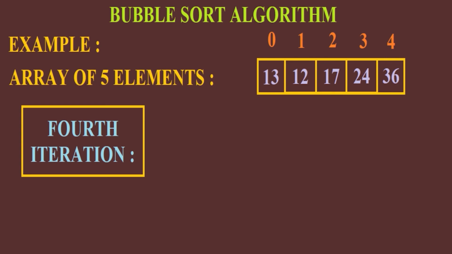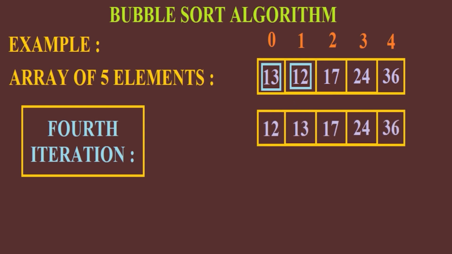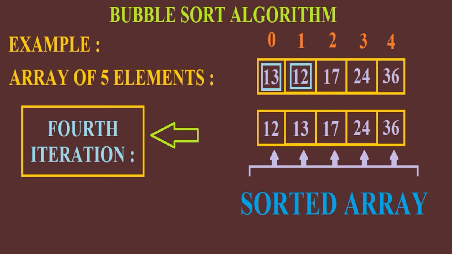In the fourth iteration, 13 will be compared with 12, and since it's greater than 12, both the elements will swap positions. In this way, after each iteration, the greatest element in the array gets bubbled up to its desired position. Therefore, this algorithm is known as the bubble sort algorithm. Thus, you can see that after the fourth iteration, we have got our sorted array, which is 12, 13, 17, 24 and 36. This is how the bubble sort algorithm works.